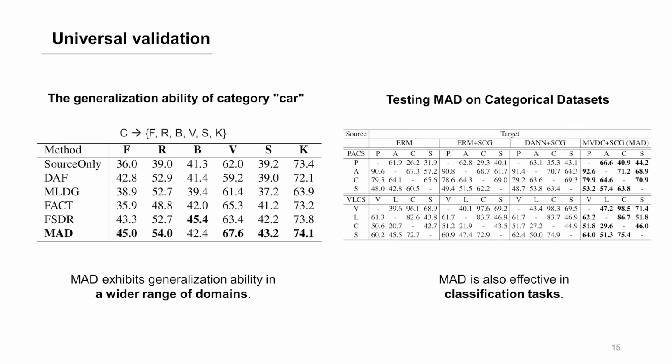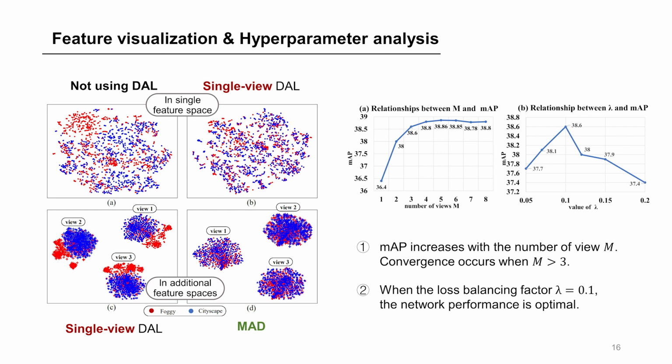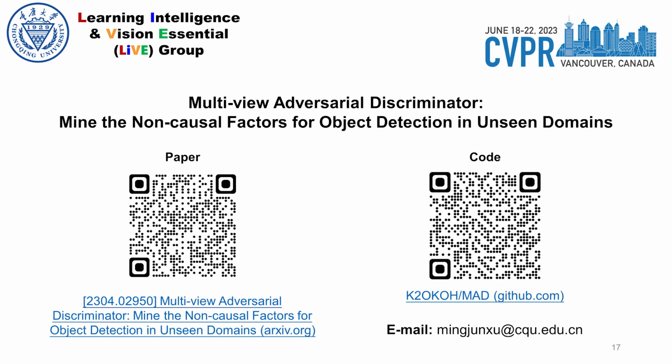Additionally, we validate the generality of the MAD method by testing the model on 6 other datasets. Focusing on the common category car, MAD achieves the best performance in the majority of them. Moreover, the idea behind MAD was proved effective on classification datasets. Furthermore, the t-SNE visualization graph shows that our MAD approach could align them in all feature spaces. Finally, we performed some hyperparameter studies. It was observed that the network's performance increased with the number of viewpoints, but it reached convergence after exceeding 3 viewpoints. You can scan the QR code to access our paper and code.